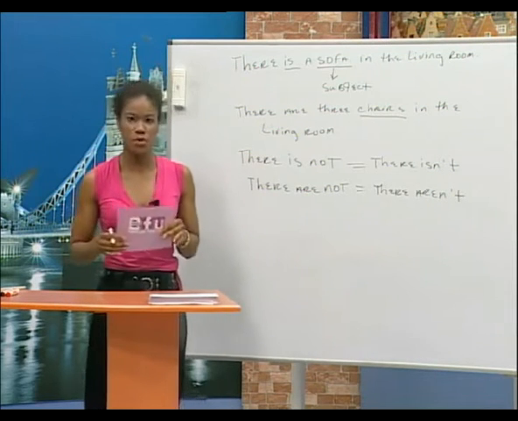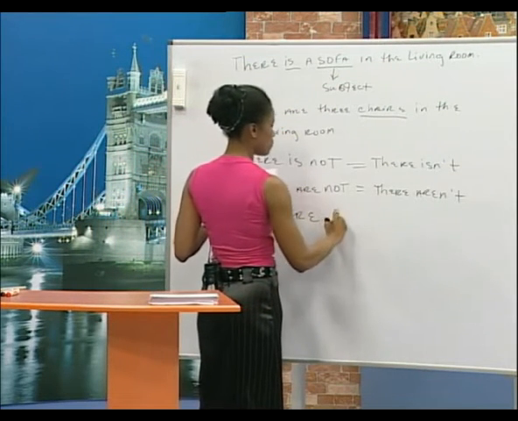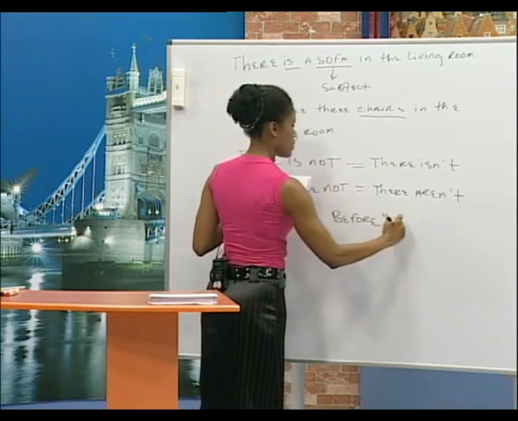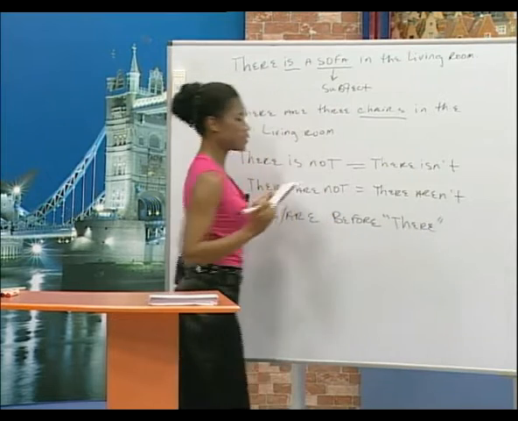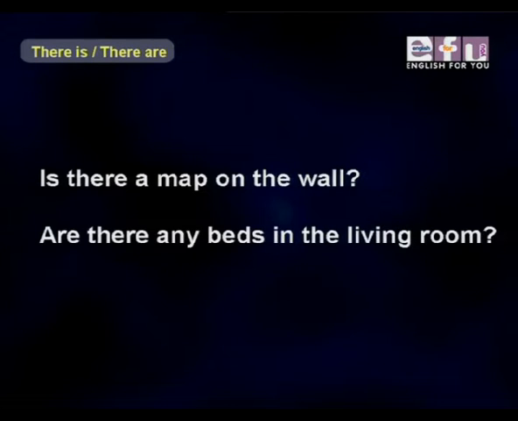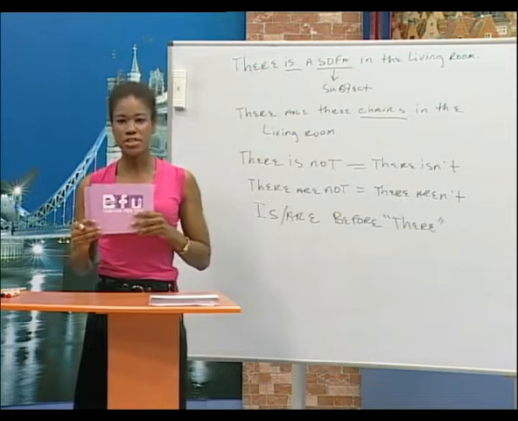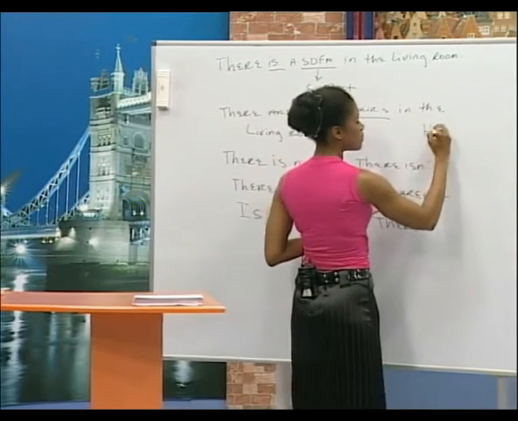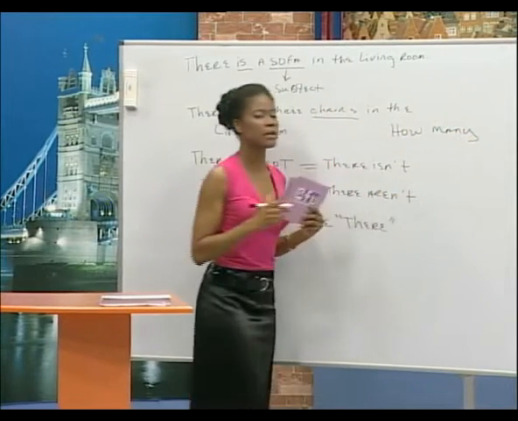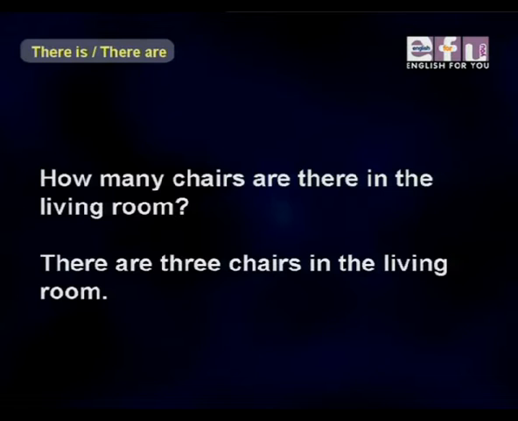In the yes-no question form, is or are comes before there. Okay, take a look at your screen for an example. Is there a map on the wall? Or, are there any beds in the living room? You may use there is and there are when answering a question using how many. Look at your screen for an example. How many chairs are there in the living room? Answer: there are 3 chairs in the living room.